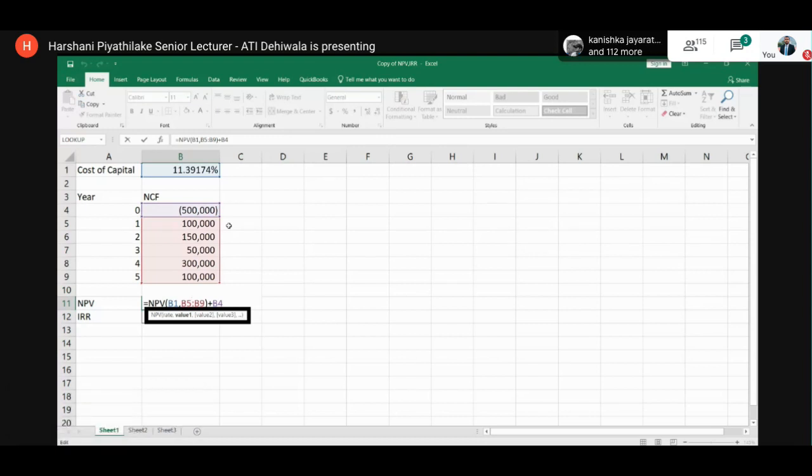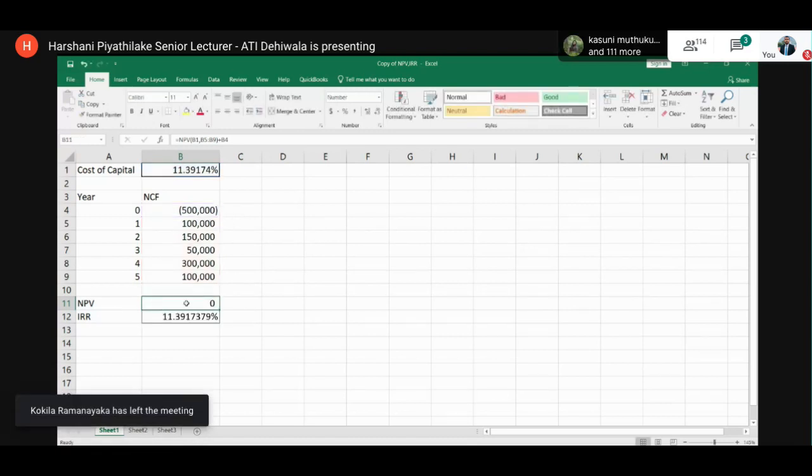If we have not taken it correctly, definitely it will not give the value as 0. Right? You can change this one. Then again you can take 19,438. Right? This is the exact rate that gives NPV 0 value. Okay. I think this is clear.